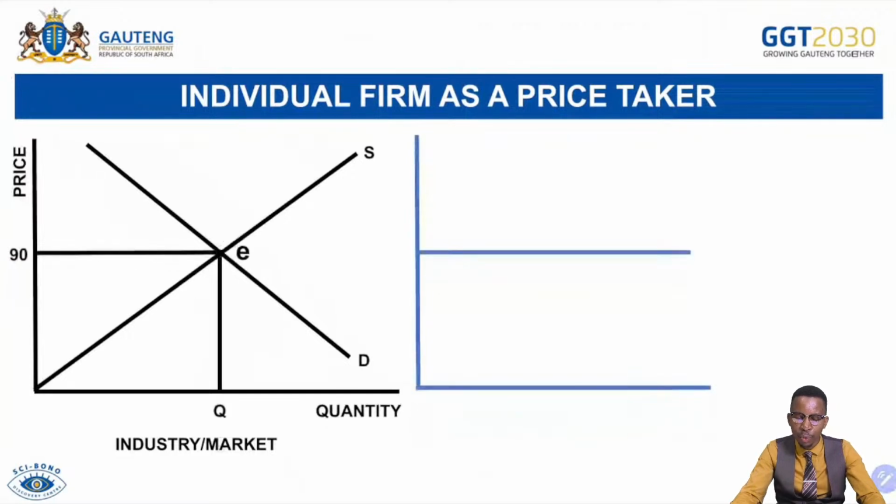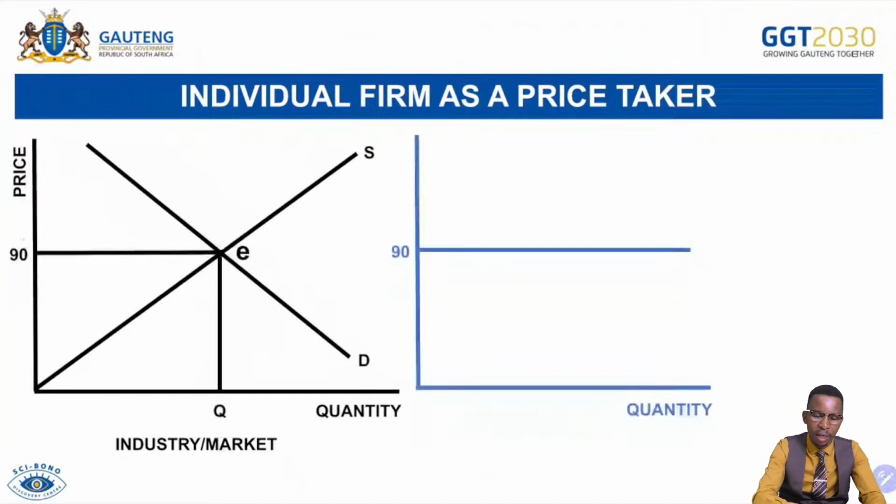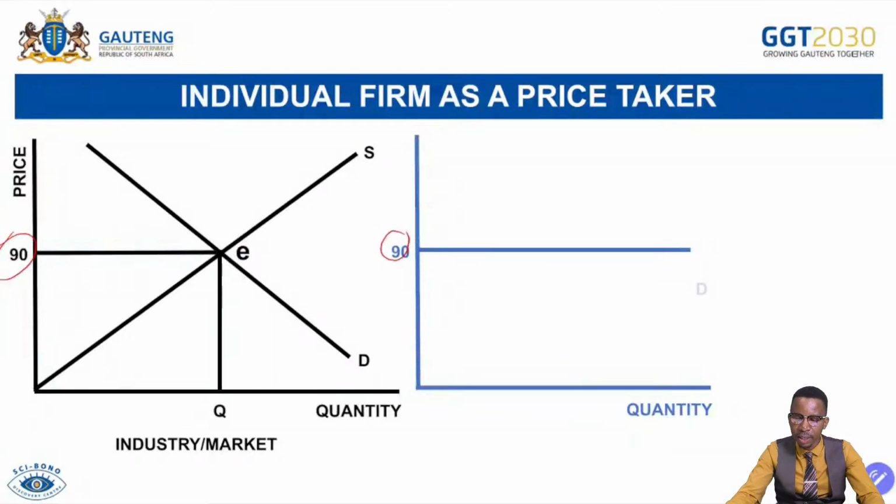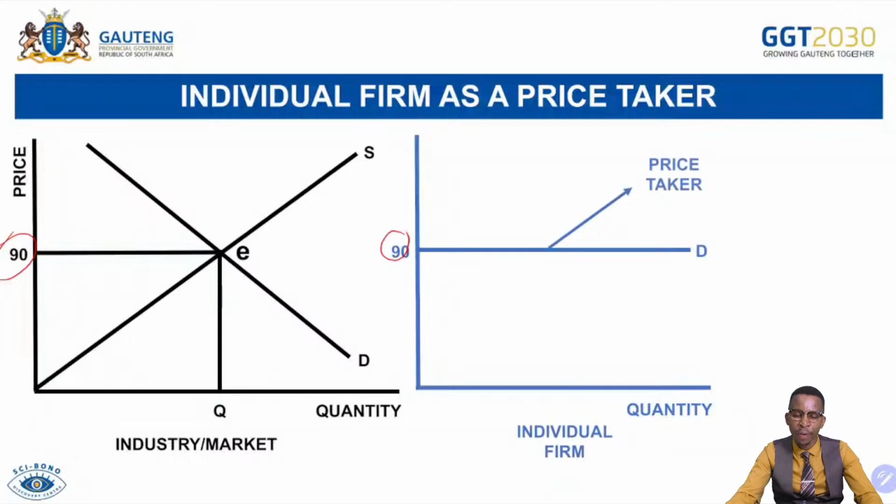After that, we have our new demand curve, meaning the firm is a price taker. There we go with the quantity under the individual firm. After that, we have the 90. So if the firm is a price taker, the market sets the price at 90, and the firm takes the price. There is our demand curve there at D. And then this is the individual firm taking the price. The firm is a price taker and does not have any influence over the price.